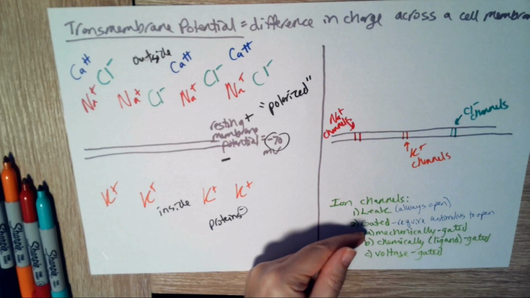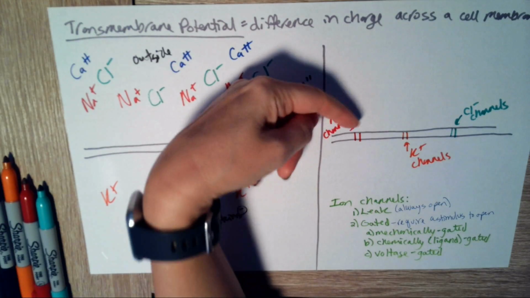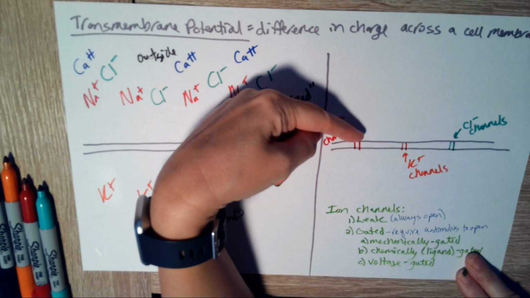So there are mechanically gated channels. Mechanically gated channels open to a mechanical stimulus, like they say. So some sort of distortion of the cell membrane. So literally pushing on the cell membrane, so I'm going to push on the outside. So you push and it opens the channel.